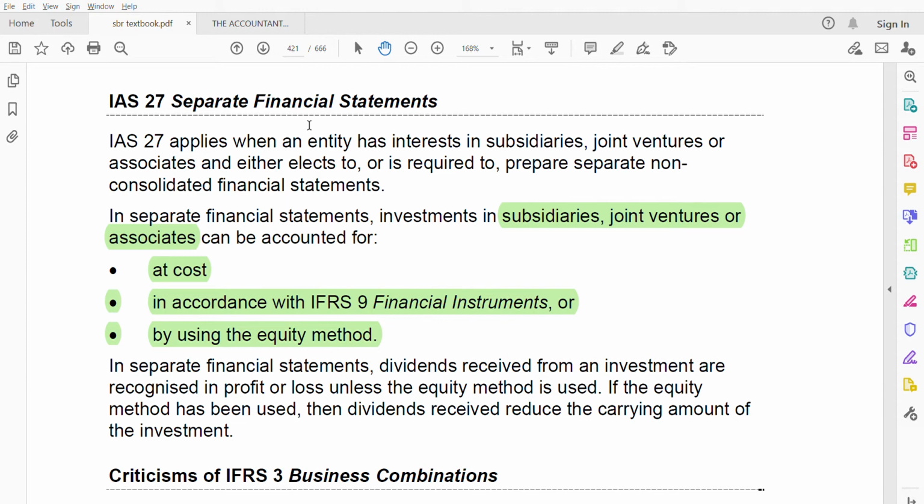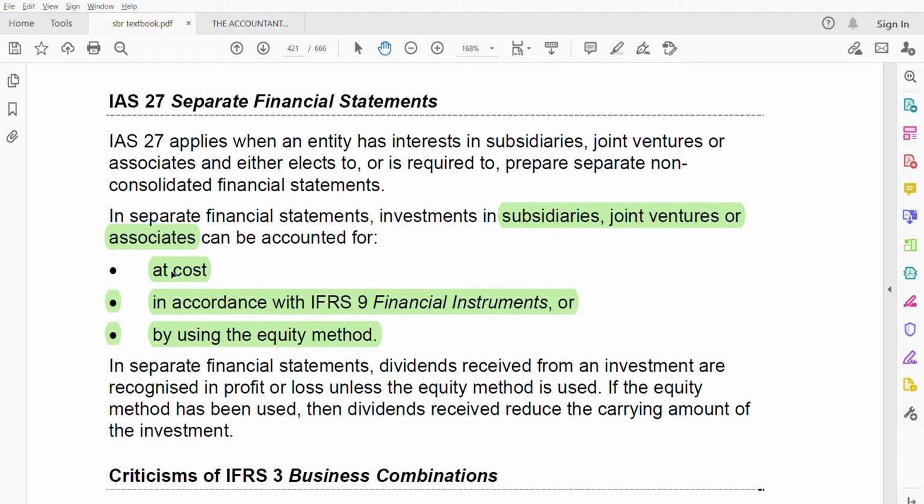Let me explain this. If it is an associate or a joint venture, we use the equity method, because under IAS 28 we use the equity method. If it is a subsidiary, we use at cost.